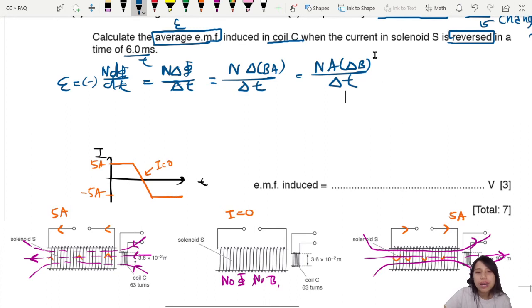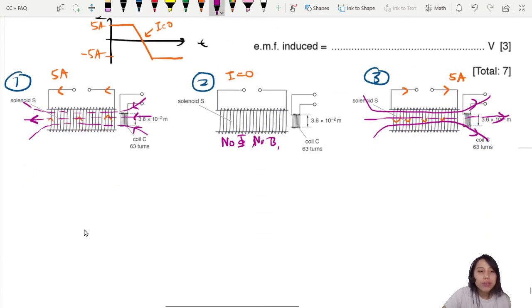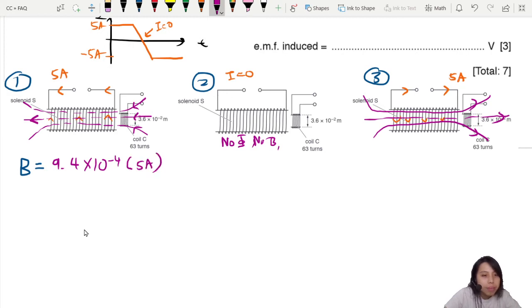What's the change in flux from number 1, forward 5 amps, to number 3, backwards 5 amps? Reverse, be very careful. So you can use the equation they gave earlier to find the change in B. The magnetic field at this moment in time is going to be, what is it? 9.4 times 10 to the negative 4 times current, which is 5 amps. This will give me a value of about 4.7 times 10 to the negative 3. So I'm going to write that down.